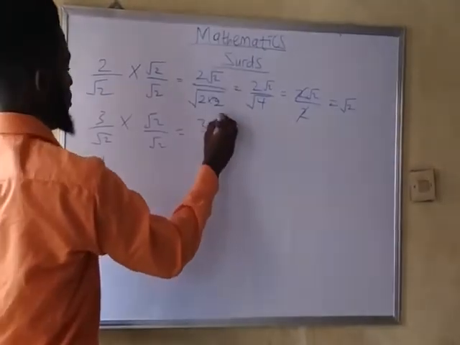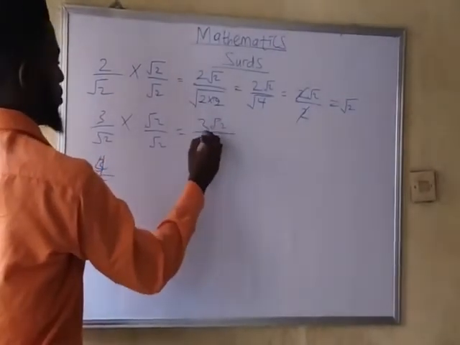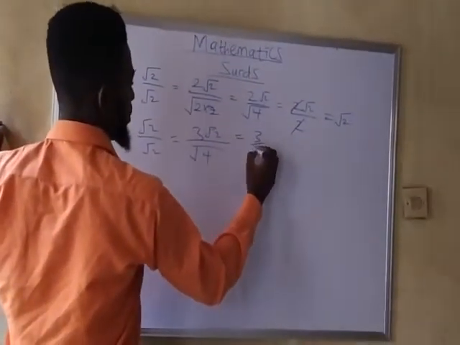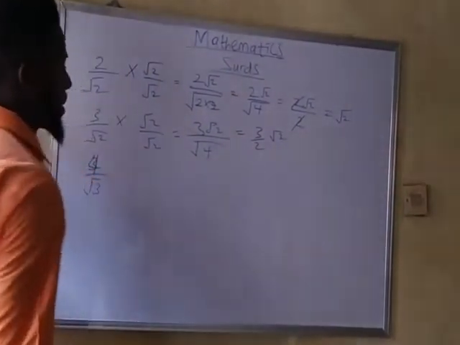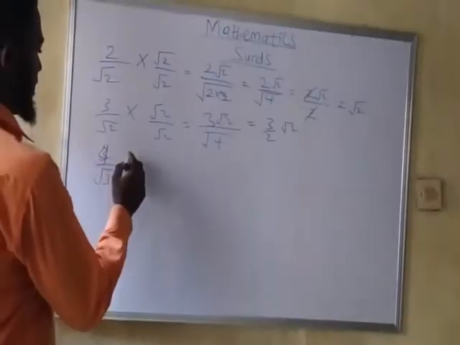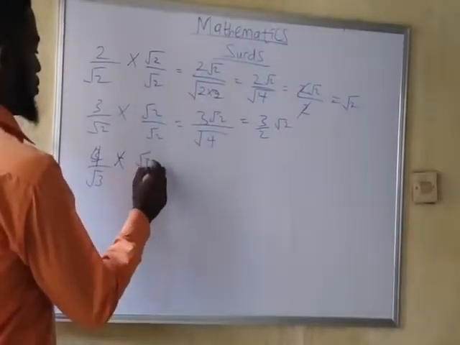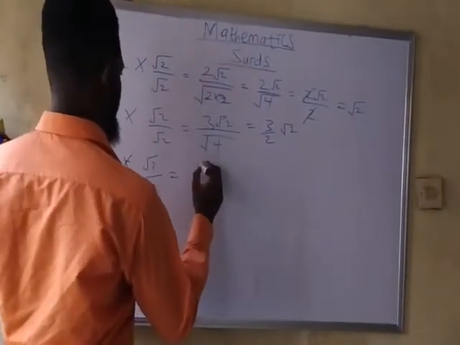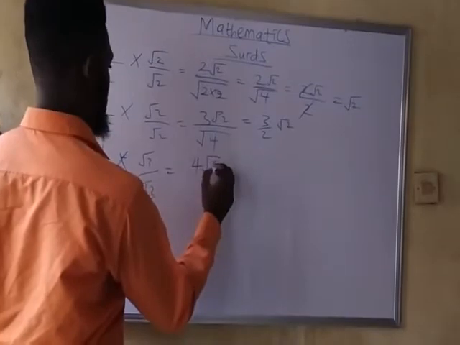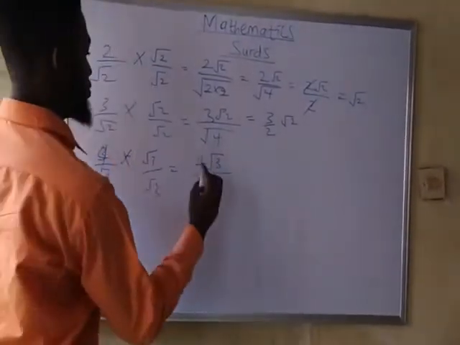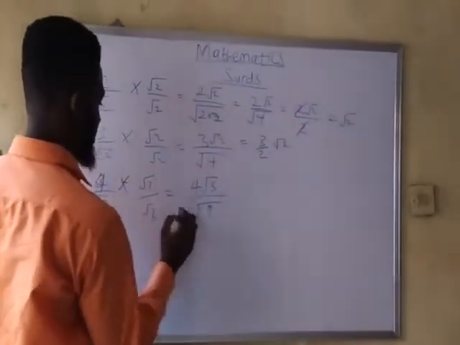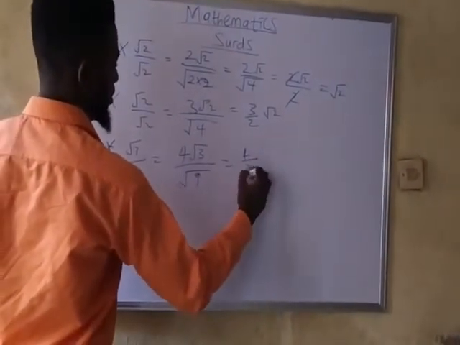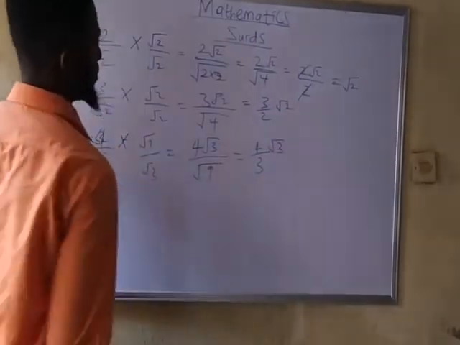Okay, now for the next one, we are making 3 root 2 in the numerator, and the denominator will be root 4 because 2 times 2 is 4. We are making here 3 over 2 root 2. And here finally, times root 3 over root 3 makes it 4 root 3 over root 9, since 3 times 3 is 9. We are making it 4 over 3 root 3.